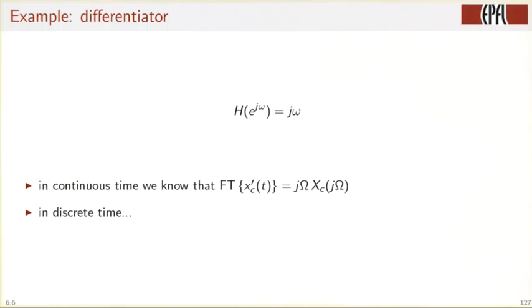So in continuous time, we know the Fourier transform of signal x_c, its derivative would be jΩ X_c(Ω). So we have the same effect on the interval minus pi to pi. That's what we're going to try to achieve in discrete time.